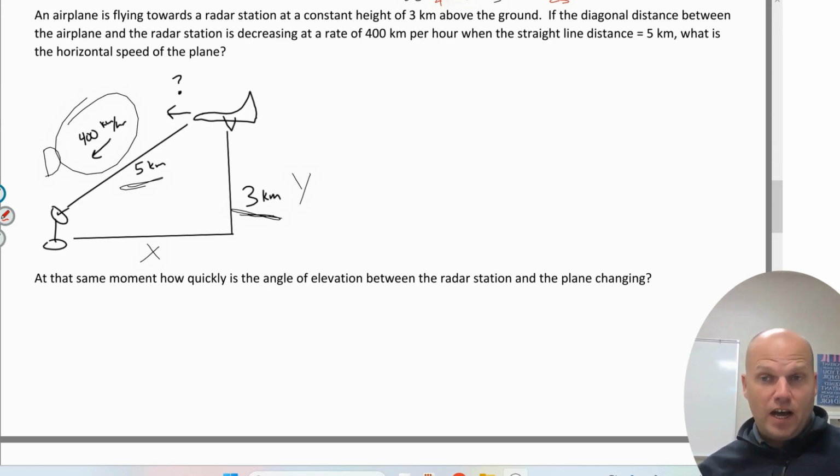And that's what I'm trying to find. Trying to find how quickly it's moving to the right. So I'm trying to find dx dt. So the question is, how is x changing?